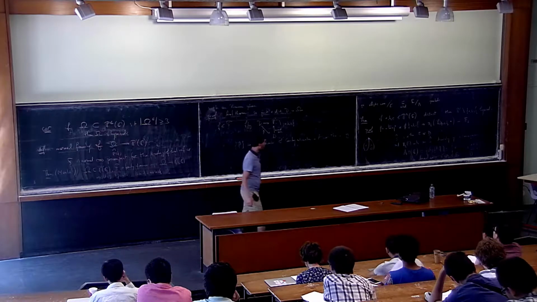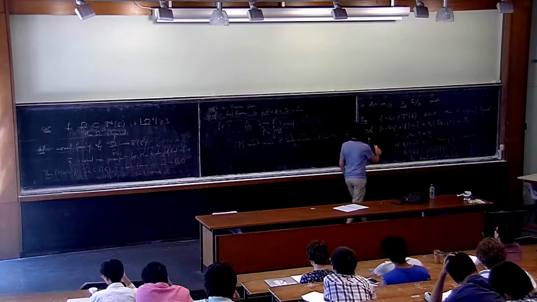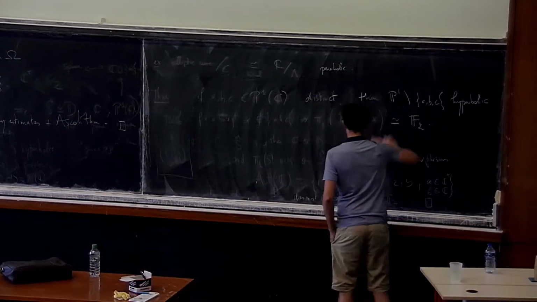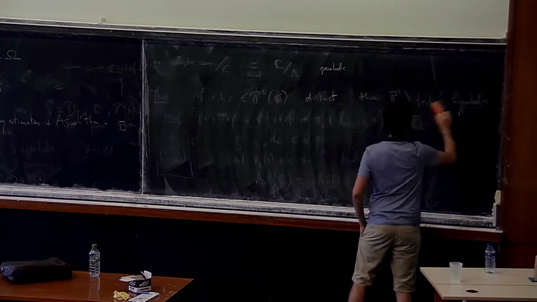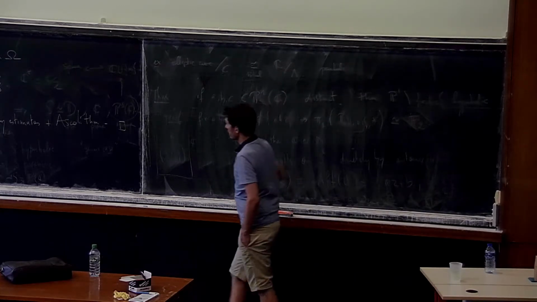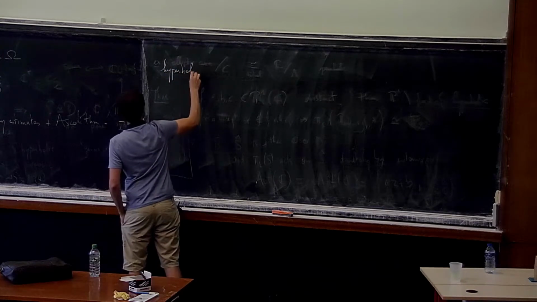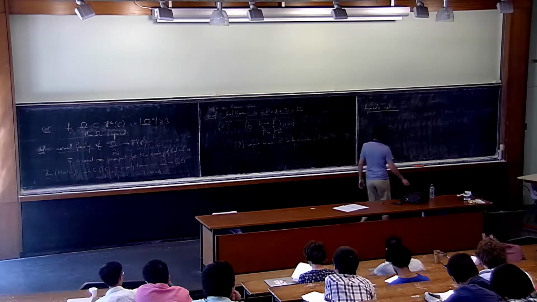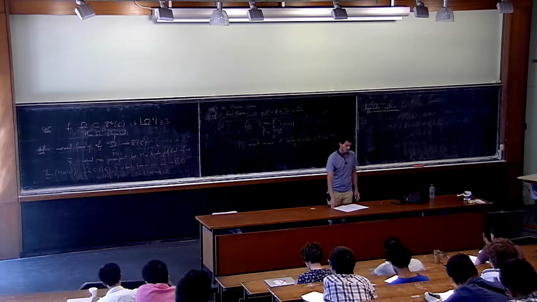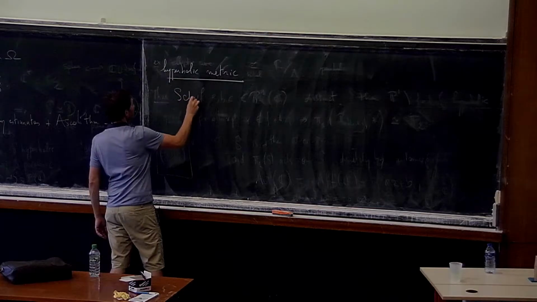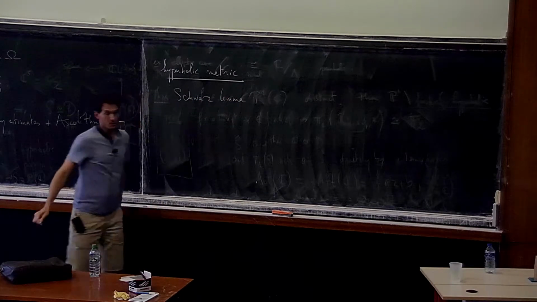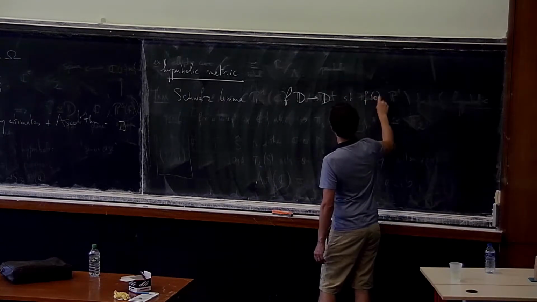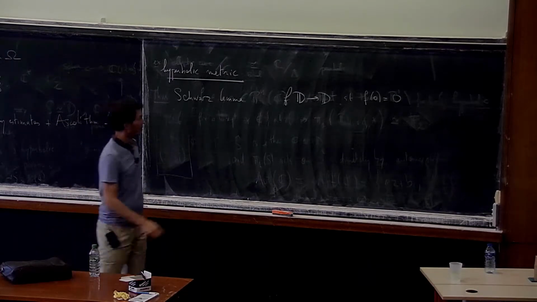Okay, last tool that we will need. So last important tool is the hyperbolic metric. So if you want to understand what a hyperbolic metric is, all you need to know is the Schwarz lemma. So remember the Schwarz lemma. The Schwarz lemma says the following. It says that if you take a holomorphic function from the unit disk to the unit disk, such that it maps 0 to 0, then you have a control of the derivative at the origin.